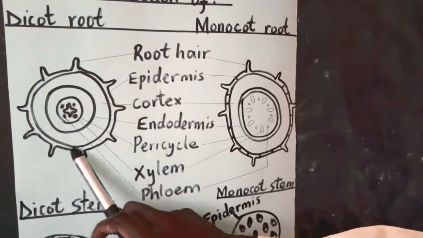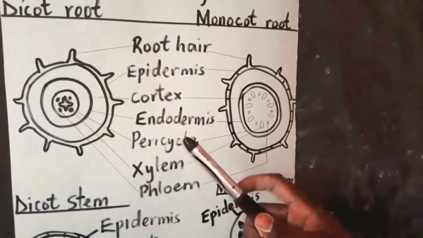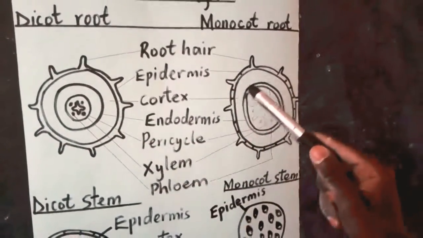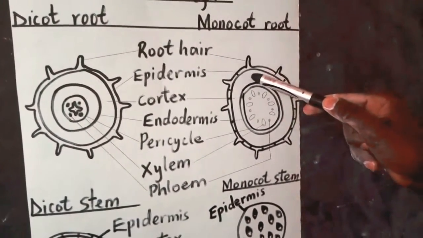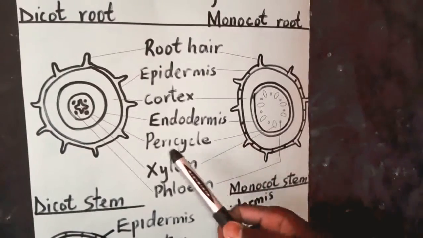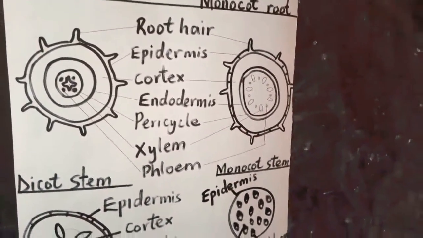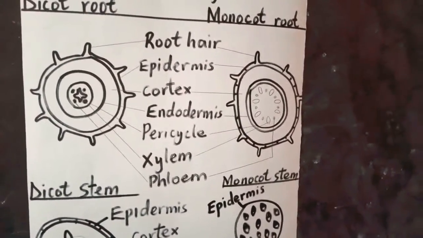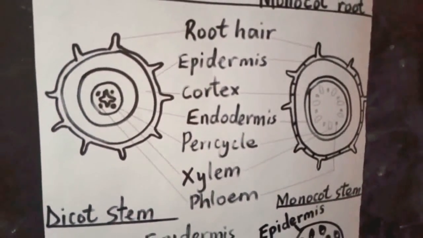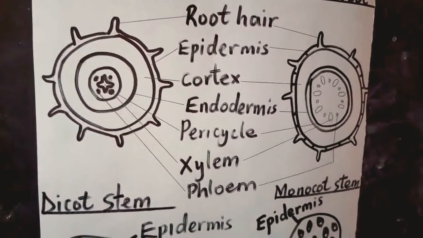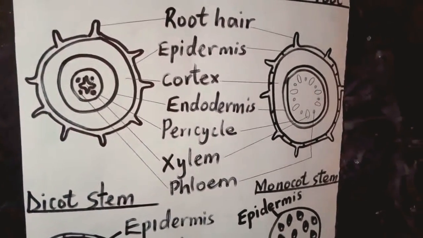Epidermis is the outermost region of the root, and its role is to protect the inner part of the root from mechanical damage or from microbial invasion. We also have the cortex, and the function of the cortex is to store water and manufactured food. The cortex comprises parenchyma tissue. It also comprises collenchyma tissue as well as sclerenchyma tissues.